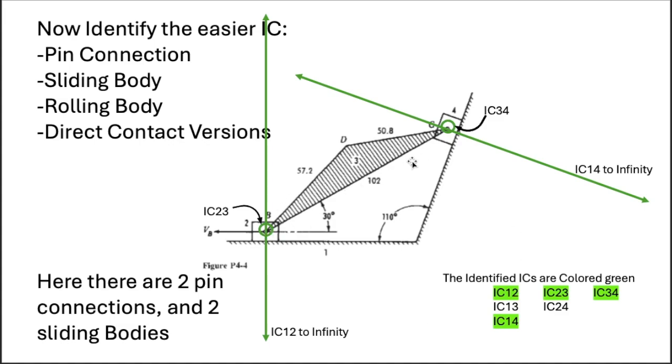So once we found those two pin connections and those two sliding bodies, you've now found 4 of your 6 instance centers. Now we are looking to find the last 2. And so for the last 2 missing ones, which are 1, 3, and 2, 4, you're going to have to use the circle diagram that we've been speaking about, and you're going to have to use the Kennedy theorem.